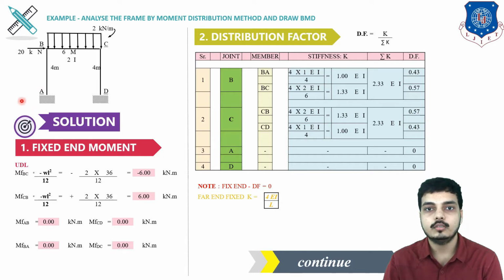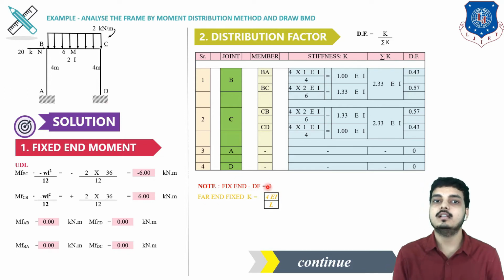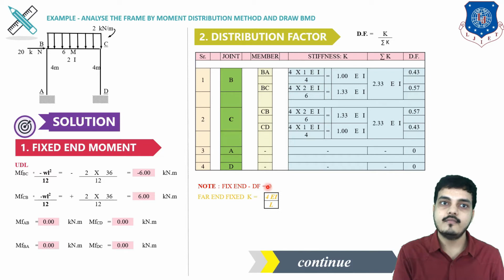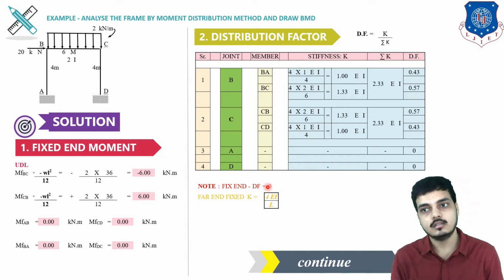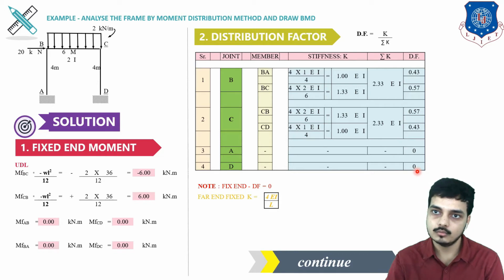Now you know that A support and D support are fixed supports, and for an external fixed support the distribution factor value is 0. If the external end support is a hinge, the value of the distribution factor is 1. If the external support is fixed, the distribution factor is 0. So we have put 0 and 0 as the respective values.